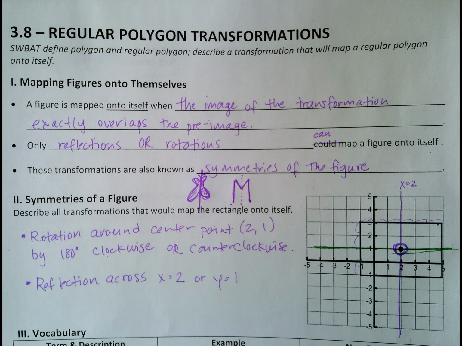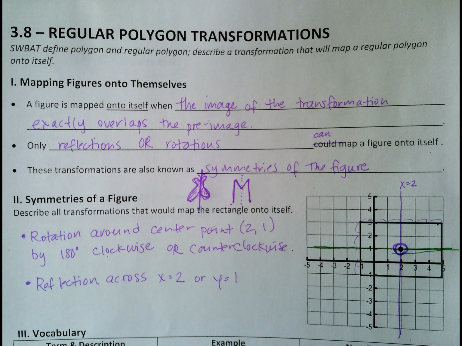So for this particular lesson, it's pretty short, sweet, straight to the point, or I will try to keep it that way. You'll be able to define polygon and regular polygon, and describe a transformation that will map a regular polygon onto itself. And so let's get to it.